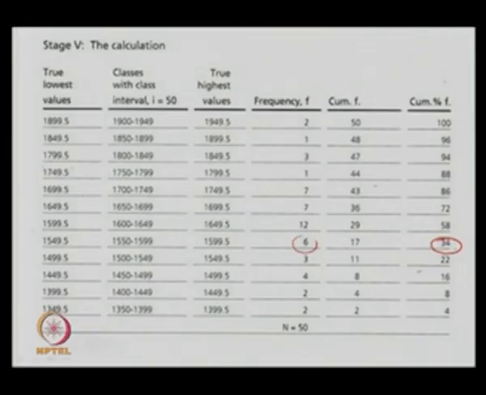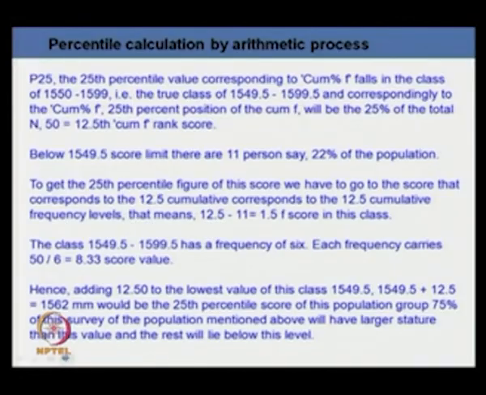Originally 6 persons are here, frequency 6. So, 50 by 6. Now, if we see the calculation part here, the 25th percentile value, the corresponding cumulative percentage frequency falls in the class of 1550 to 1599.